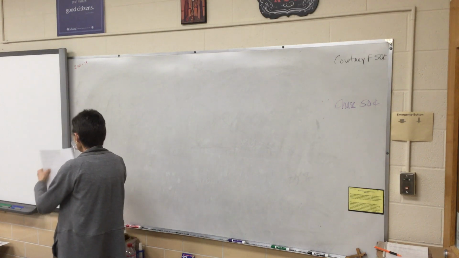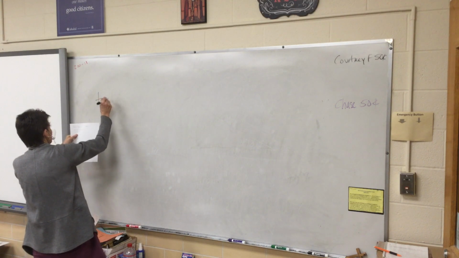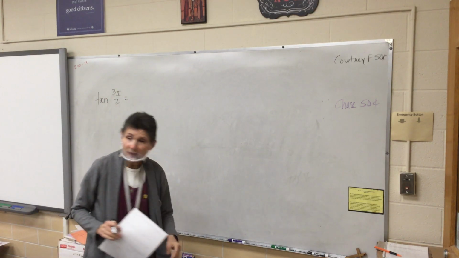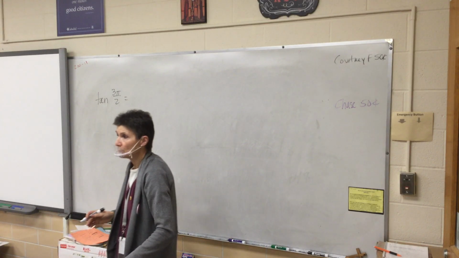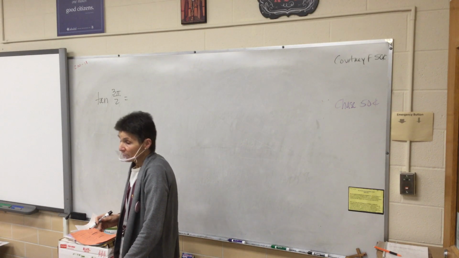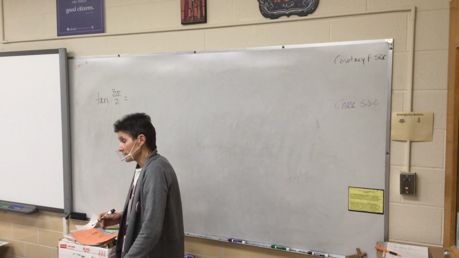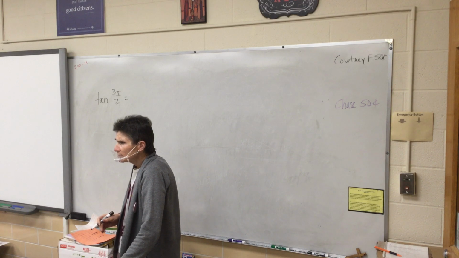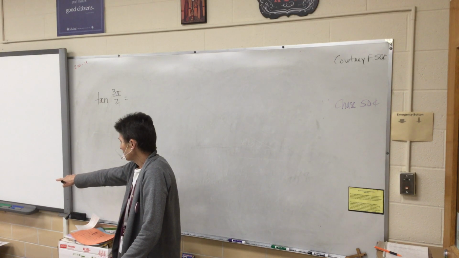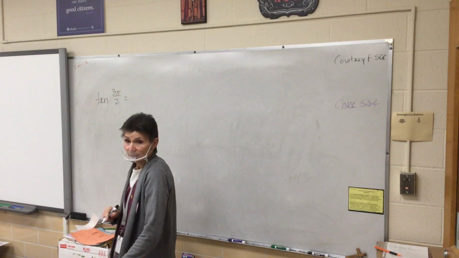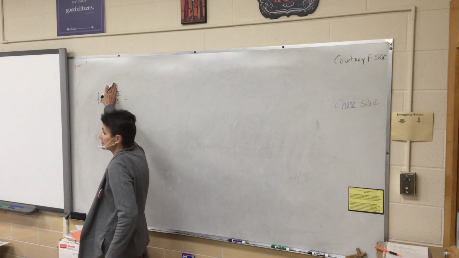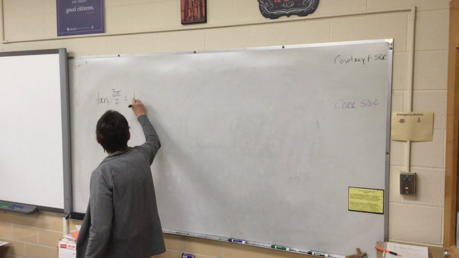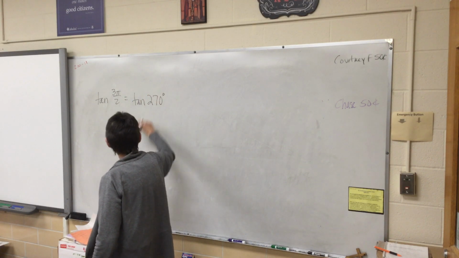So, here we go. The first problem says find the exact value of the tangent of 3 pi over 2. If I were you, the first thing I would do is figure out how many degrees 3 pi over 2 is. 270. It's 270 because pi is 180 divided by 2 is 90 times 3 is 270. So we're finding the tangent of 270.